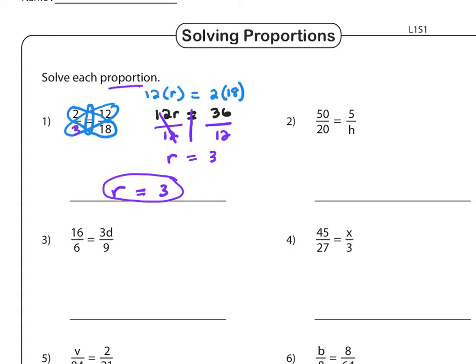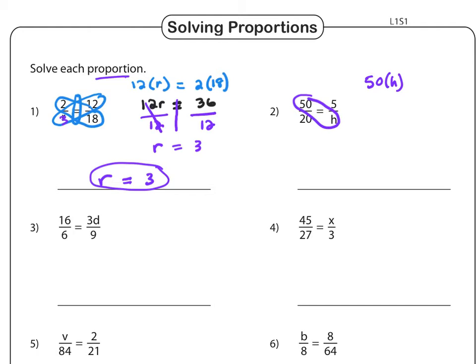Okay, now it's your turn. If I did this butterfly wing, can you tell me what that means? If you said 50 times h, you are correct. What does the butterfly body mean? It means I have to drop down the equal or include the equal. And finally, what does this wing mean? 20 times 5, or if you wrote 5 times 20, that's also good.